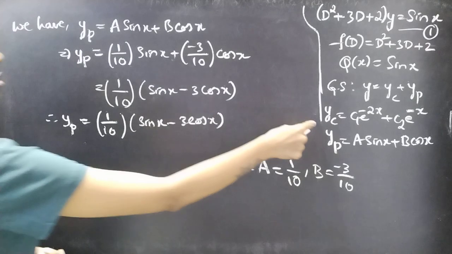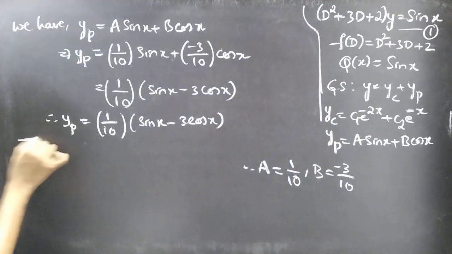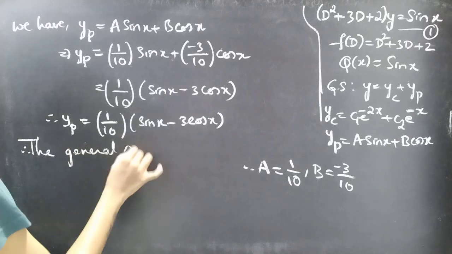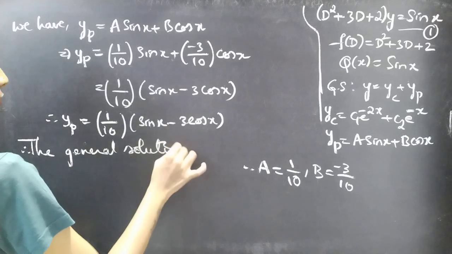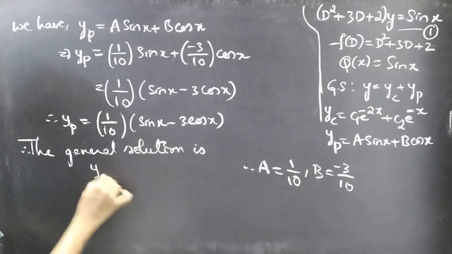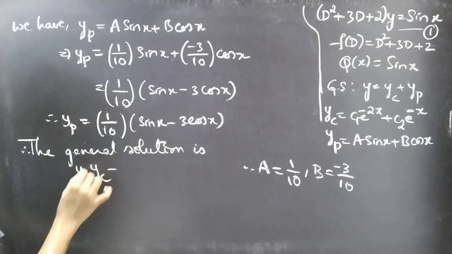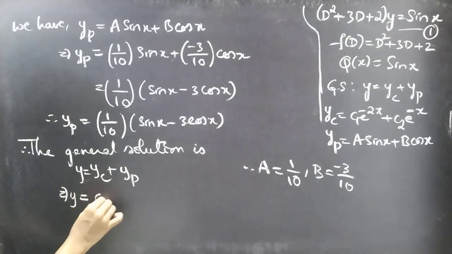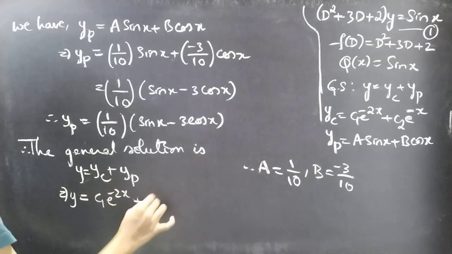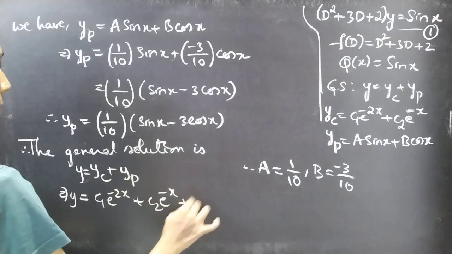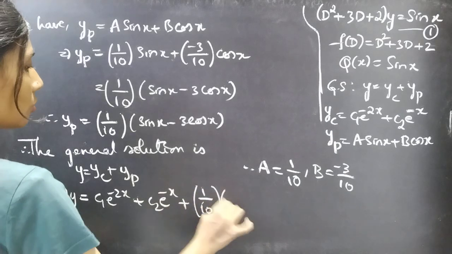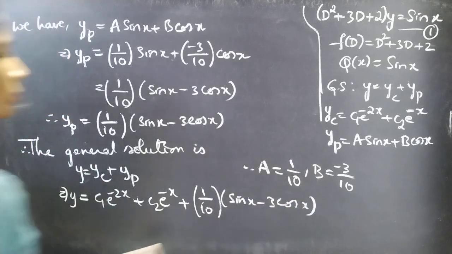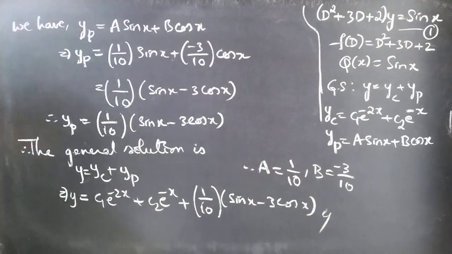We got yp and yc. Let's now write the general solution. Therefore the general solution is given by y equal to yc plus yp, then y equal to c1 e power minus 2x plus c2 e power minus x plus yp, 1 by 10 into sin x minus 3 cos x, right, which completes the problem.